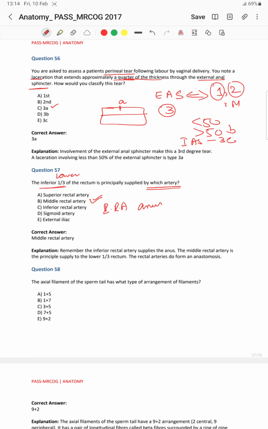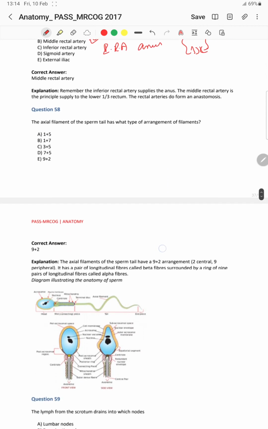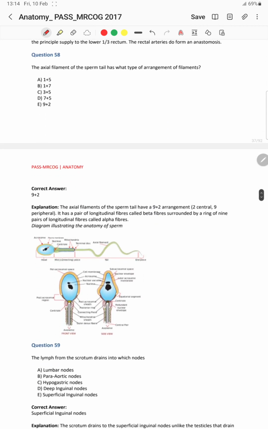And the rectal arteries also make anastomosis from both sides. It is very important. Now, next question. The axial filament of the sperm tail has what type of arrangement of the filaments? The answer is 9 plus 2.